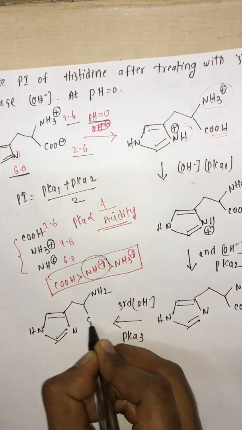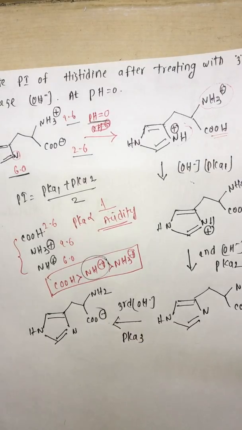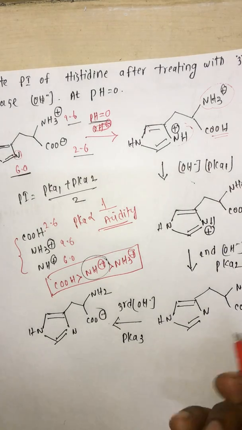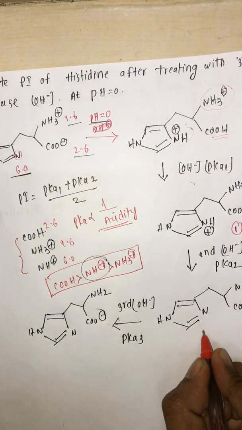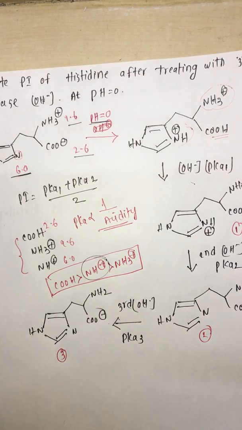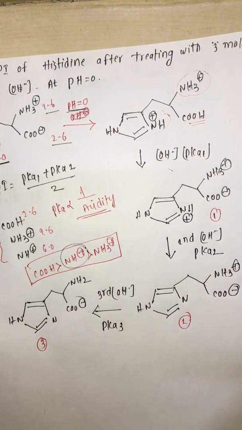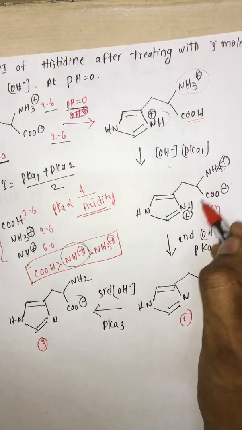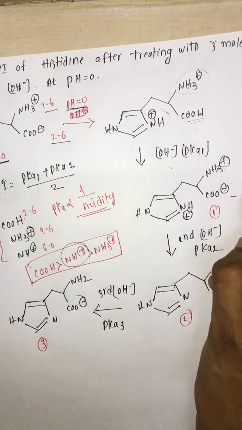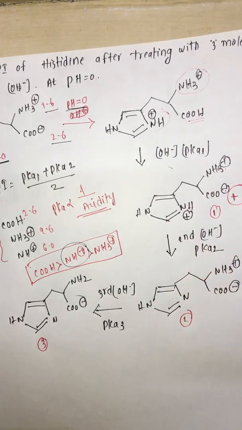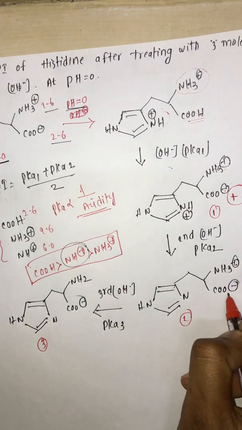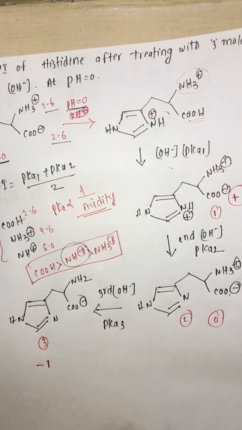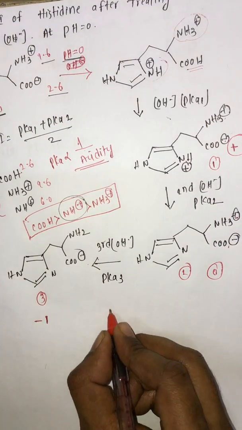This is NH2 and COO minus, right? Now this is structure 1, structure 2, structure 3. Now we will calculate the charge in all the structures. So here the charge will be plus 1, minus 1, this will be plus 1. Next here plus 1, minus 1, here 0, here minus 1.